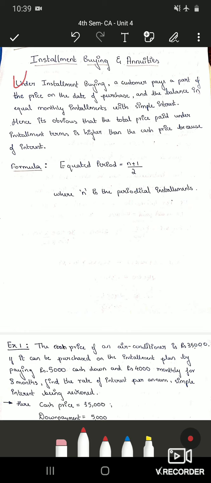Under installment buying, a customer pays a part of the price on the date of purchase and the balance in equal monthly installments with simple interest. Hence, it's obvious that the total price paid under installment terms is higher than the cash price because of interest. So now the formula that we'll be using in this concept is for equated period, which is (n plus 1) by 2, where n is the number of periodical installments. So remember this formula for equated period.